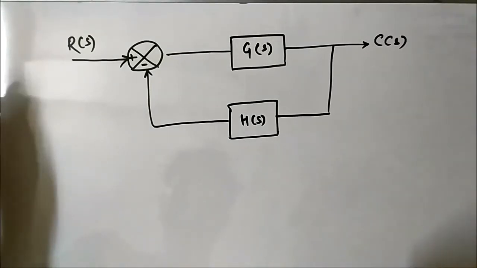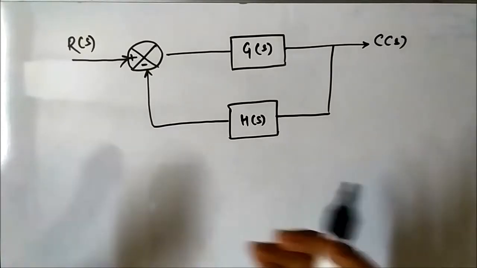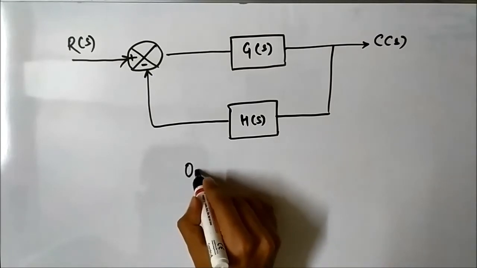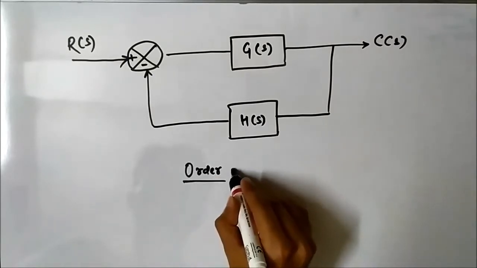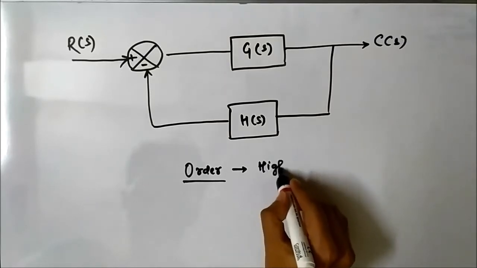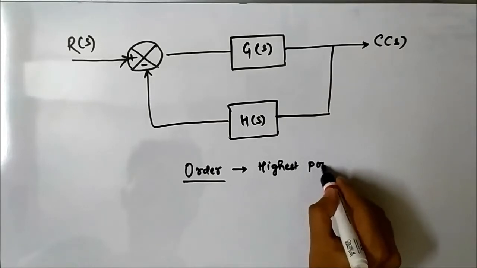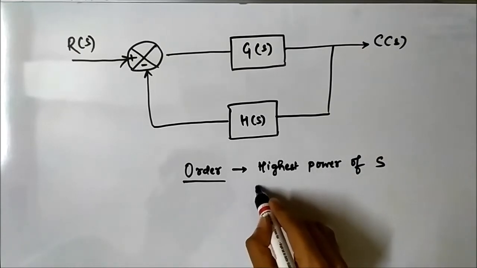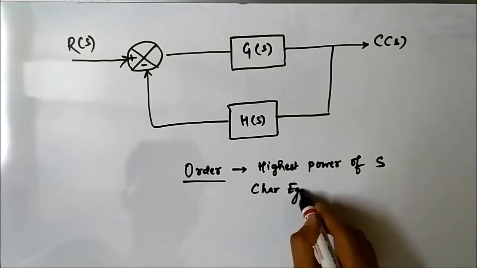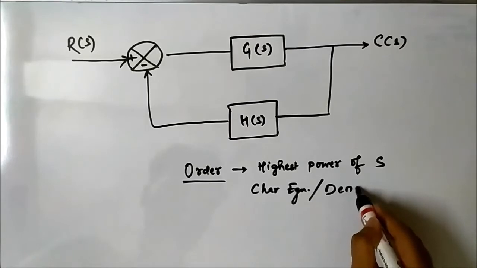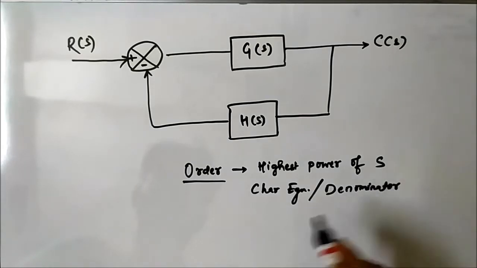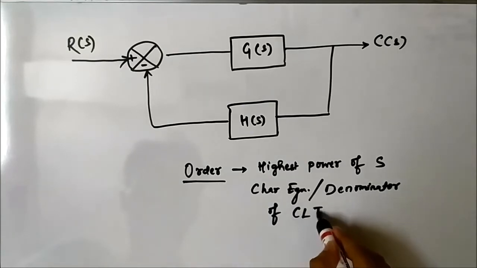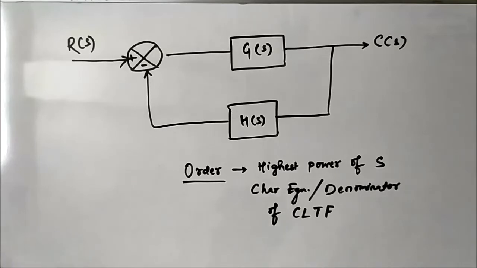Now, in a first order system, if we refer to the definition of the order of a system, it is the highest power of S in the denominator or the characteristic equation, or denominator of the closed loop transfer function. It is the highest power of S in the denominator, which is the characteristic equation of the whole system, in the closed loop transfer function.